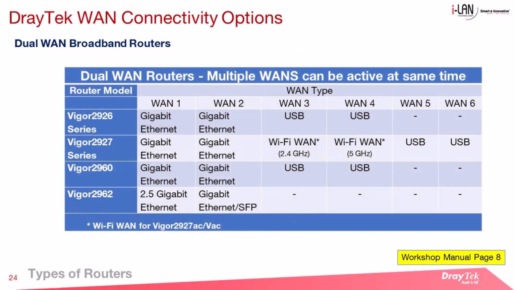So where these differ is they don't have a VDSL2 modem. Instead, they have 2 gigabit Ethernet WAN ports. The wireless models also support Wi-Fi WAN on the 2927 series, and they also have 2 USB ports for 3G or 4G USB modems. 2962 has a 2.5 gigabit Ethernet WAN port and a gigabit Ethernet or shared SFP slot.